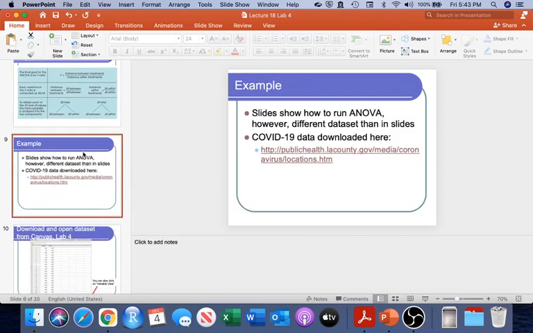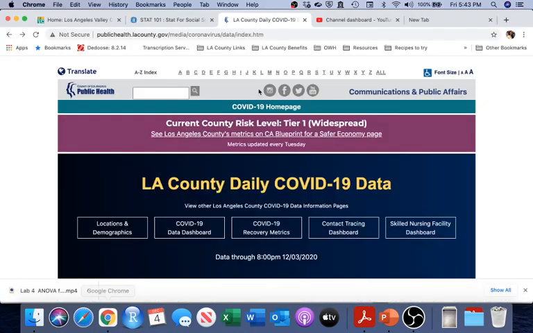So what I'm going to use, again, is looking at COVID-19 data in Los Angeles County, and I downloaded the data here. Let me show you what that looks like. And actually, I think I might need to update this link.